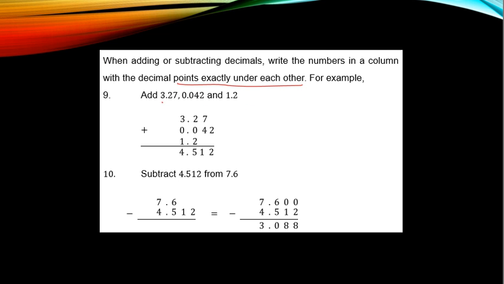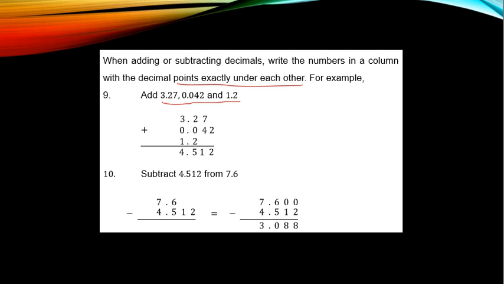So you are asked to add 3.27, 0.042, and 1.2. So you write the first number as 3.27. The next number, 0.042, the point will be directly under the first point. So after that, to the left you have 0 under 3, to the right 0 under 2, 4 under 7, and 2. So you see now 2 is moving to the right because the points need to be in the same position. For the third number, you have 1.2.